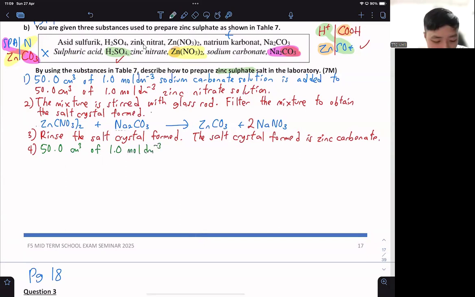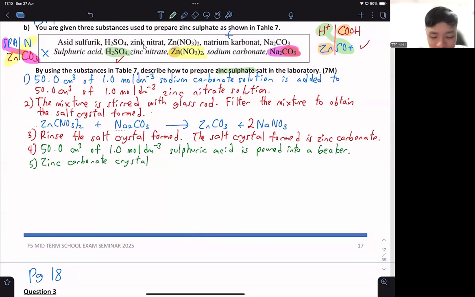So you put this amount, sulfuric acid, sulfuric acid is poured into a beaker. Then now 5. Just now you get the zinc carbonate, zinc carbonate crystal, is added bit by bit.